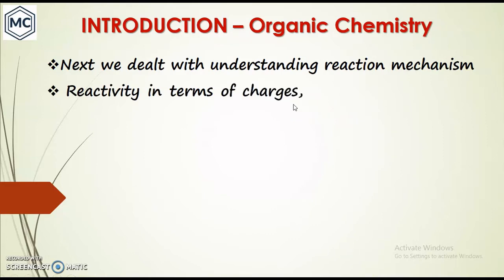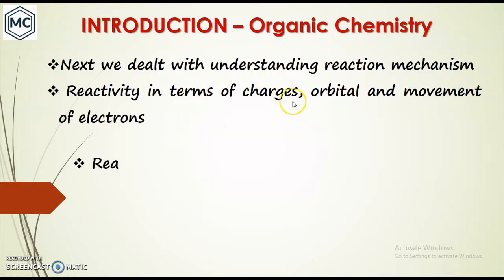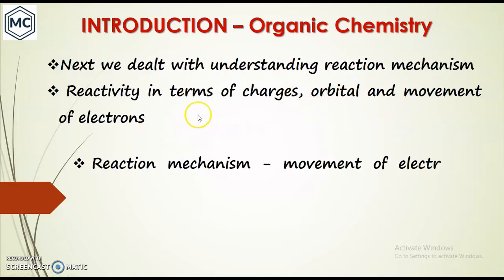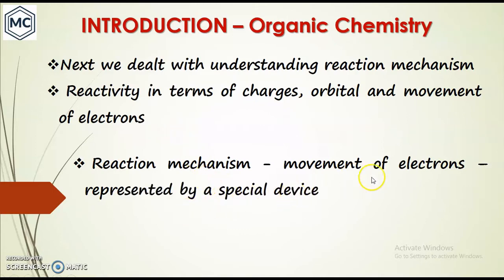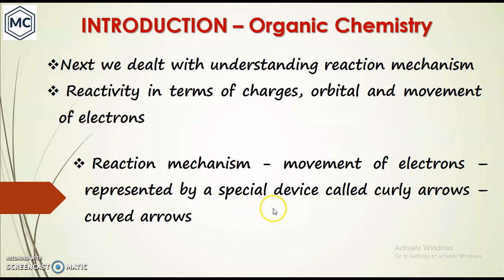As you know, organic reactivity can be explained in terms of charges, orbitals, and movement of electrons. Movement of electrons is a very important part in understanding reaction mechanism. And this movement of electrons is usually represented by a special device called curly arrows or curved arrows.